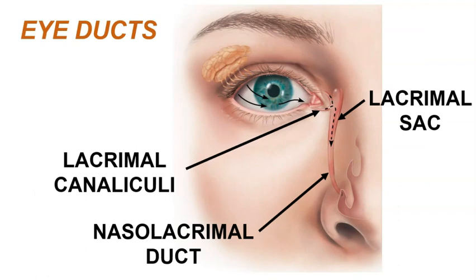So tears that are secreted from the lacrimal glands onto the surface of the eye will drain into small ducts that are located on the medial part of the eye called the lacrimal canaliculi. The lacrimal canaliculi then drain into a slightly larger chamber called the lacrimal sac. And then from there, the lacrimal sac drains into the nasal cavity by way of a structure called the nasolacrimal duct.